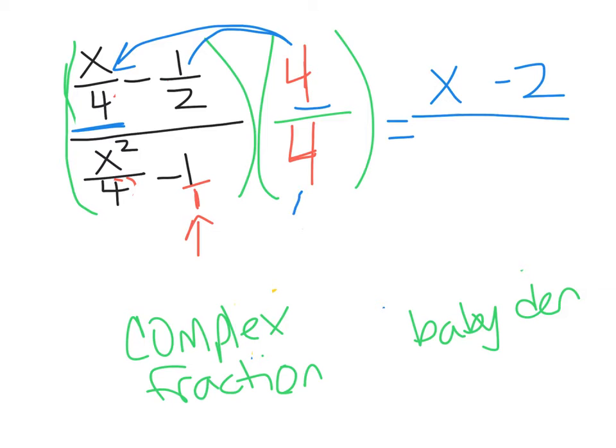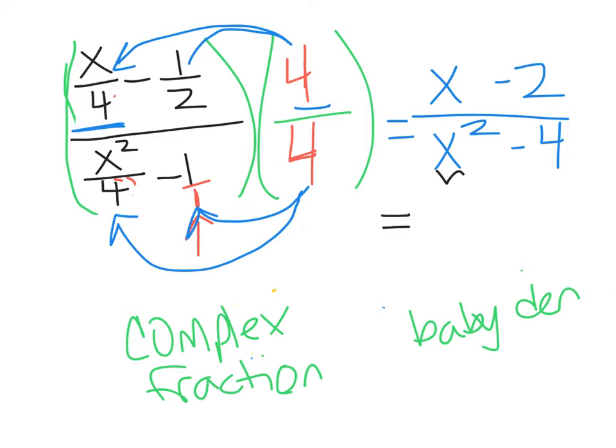Now I'm going to go to the denominator. 4 times x squared over 4. Well, those denominators cancel, so I get x squared. And then I have 4 times negative 1, which just gives me negative 4. Oh, I didn't need to make that a little fraction. That's okay. All right, I'm actually one step away.